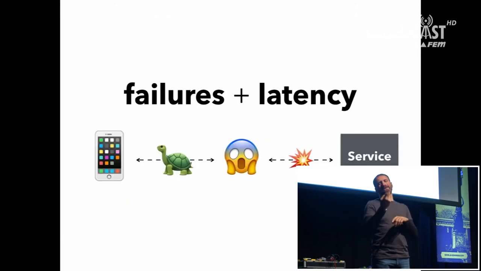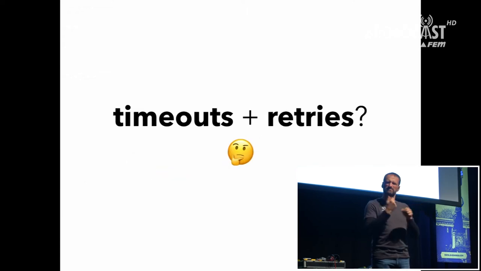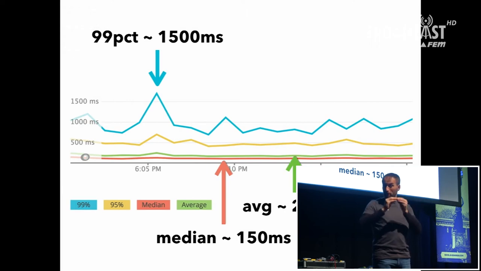But what happens now when I'm combining failures and latency in my services? When both of these problems happen at the same time, what do I do? So maybe one idea here would be to use timeouts and retries. Maybe I can combine those two tools that I just learned and see what I can do with them. So let's take another look.